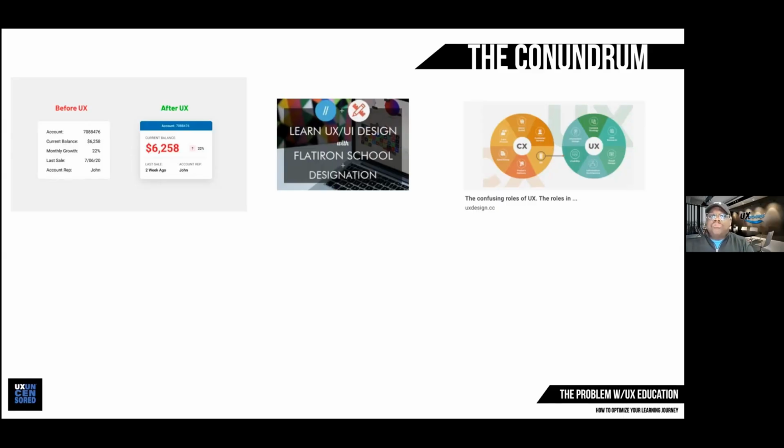There are no confusing roles of UX or in UX. If you see the title there, the confusing roles of UX. There's nothing confusing about UX.